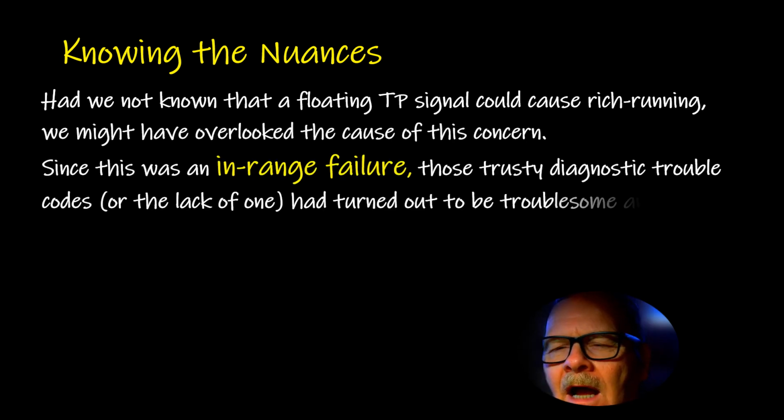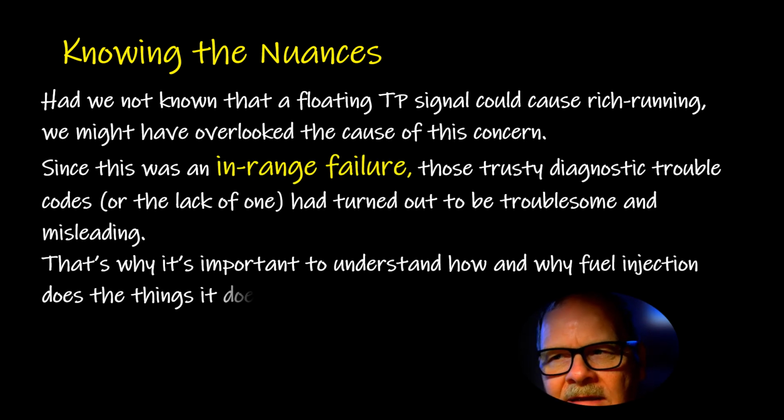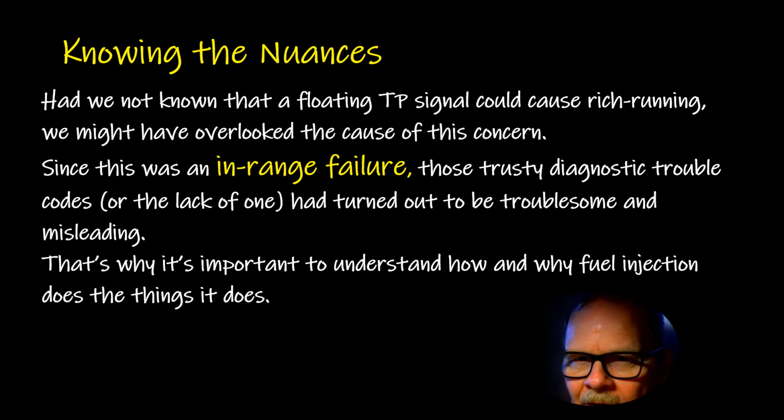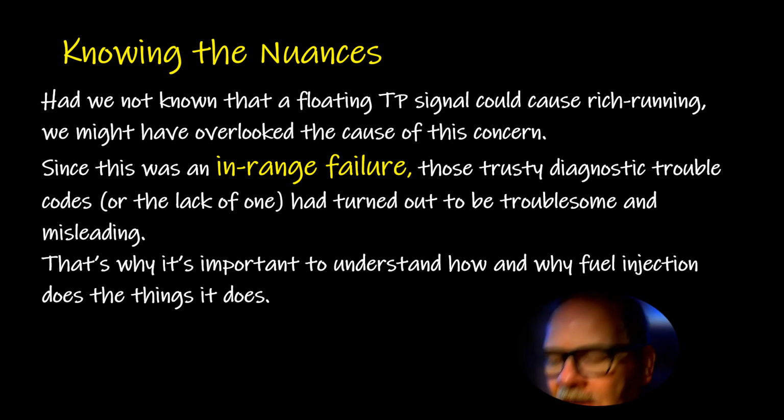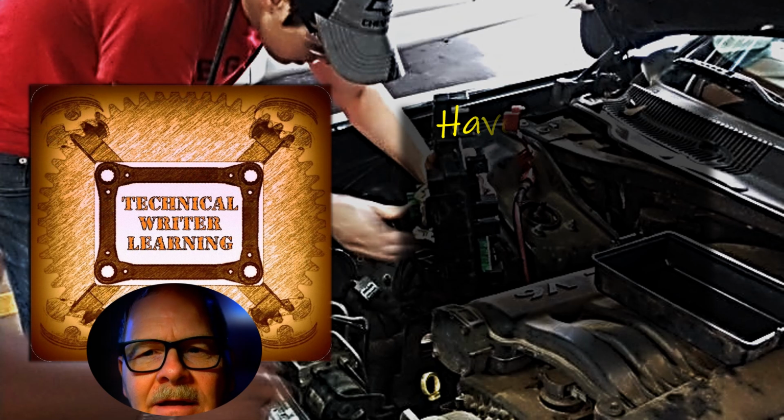Now, had we not known that a floating TP signal would cause rich running, we might have overlooked this as the cause of the concern, because there was not a code for the throttle position sensor because it was an in-range failure. And that turned out to be troublesome and misleading because since there was no code, we didn't think to look in that direction. But knowing that a moving throttle signal would cause it to inject extra fuel was very important. So that's why it's important to understand how and why fuel injection does the things that it does.